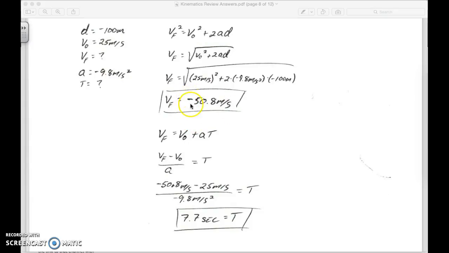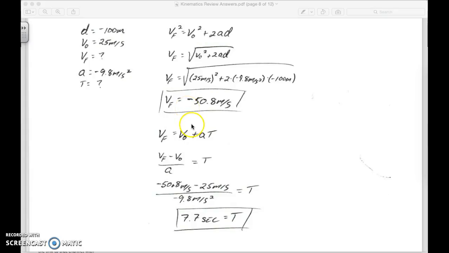Don't forget your negative, by the way. When you plug this into your calculator it's going to say 50.8. It's not going to have the negative. If you don't remember to put the negative there, that's an incorrect answer. Plus, if you try and use it later, you'll get really weird wrong answers. So make sure you remember your negative. This thing is moving downward.